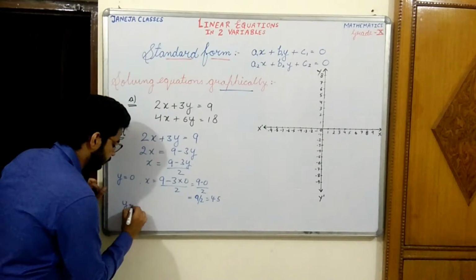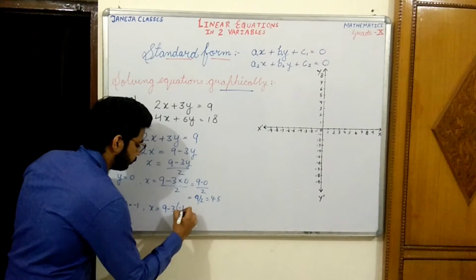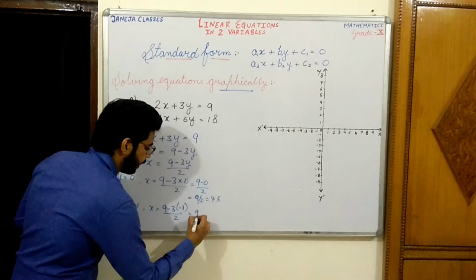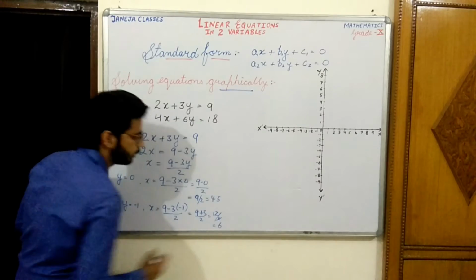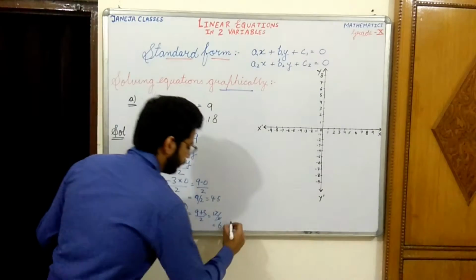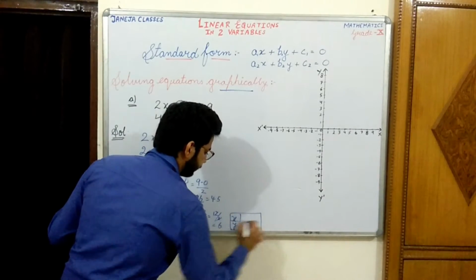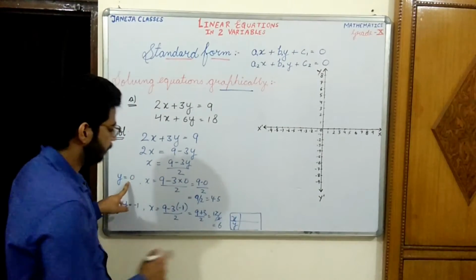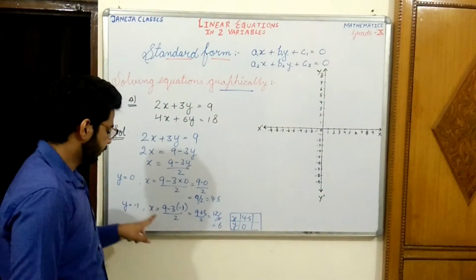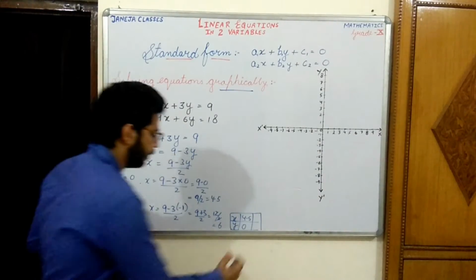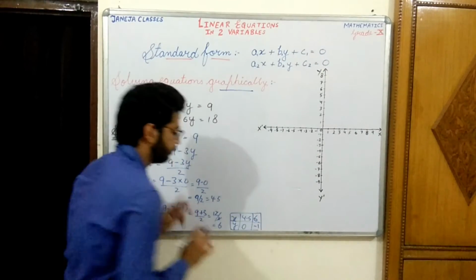Take y equal to minus 1. Again I am taking 9 minus 3 into minus 1 upon 2. So 9 plus 3 upon 2 will be equal to 12 by 2, and it will be equal to 6. So in this case we can make the table of x and y. When the value of y was 0, at that time the value of x was 4.5, and when the value of y is minus 1, at that time the value of x is 6. So the first table is complete.